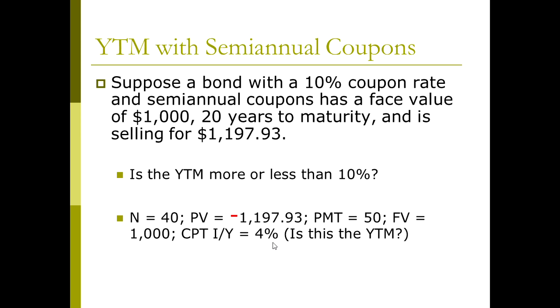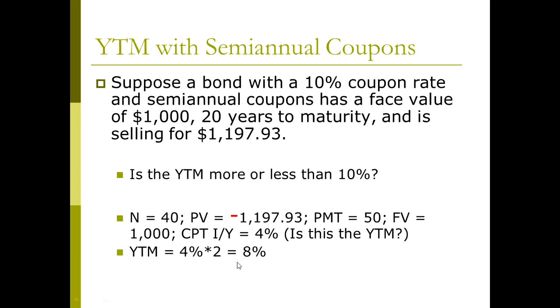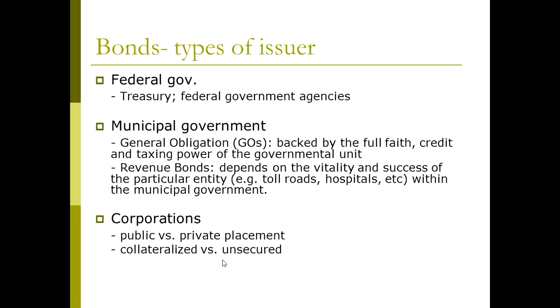But think about this. Is it 4%? No, really, because the 4% is calculated in the unit of 6 months. But to report the rates, to report the yields, we always have to report the annualized number, which is 8%. 4% times 2, okay, 8%.